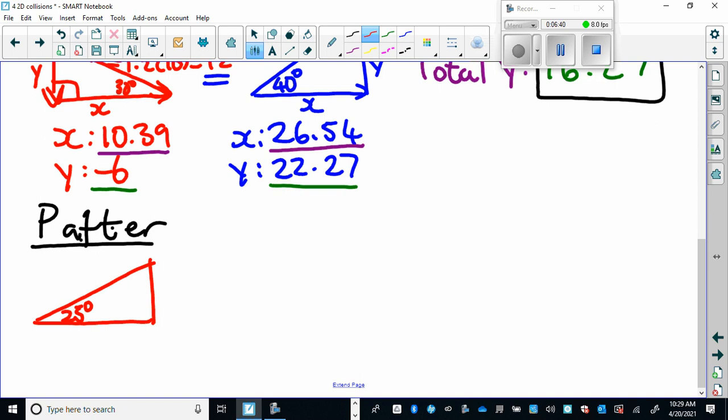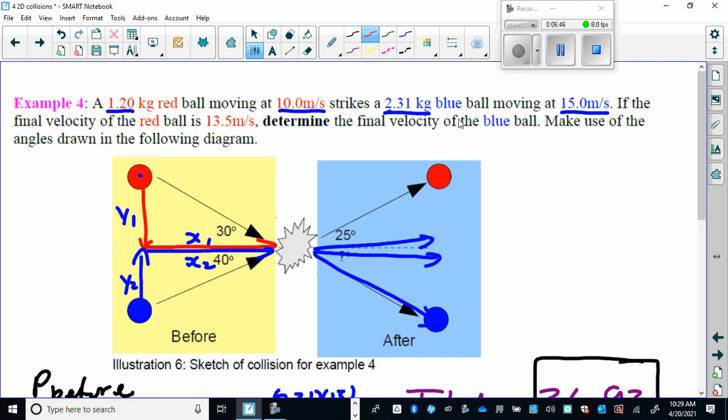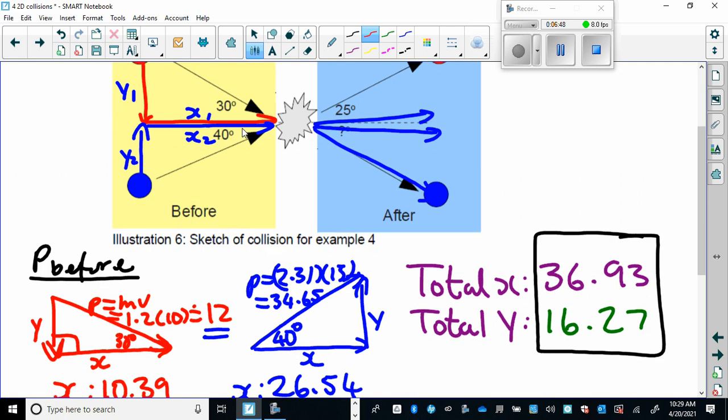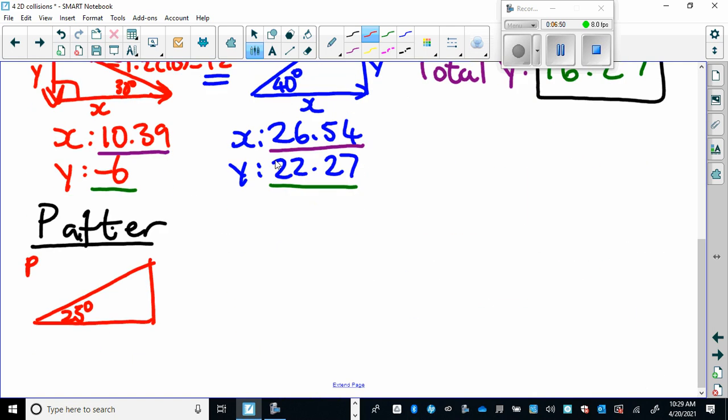And it is going at a velocity of 13.5. So similar to, or exactly the same as, the previous question. 1.2 times 13.5 ends up being 16.2. So the hypotenuse of this triangle is 16.2. We have an x component, we have a y component.